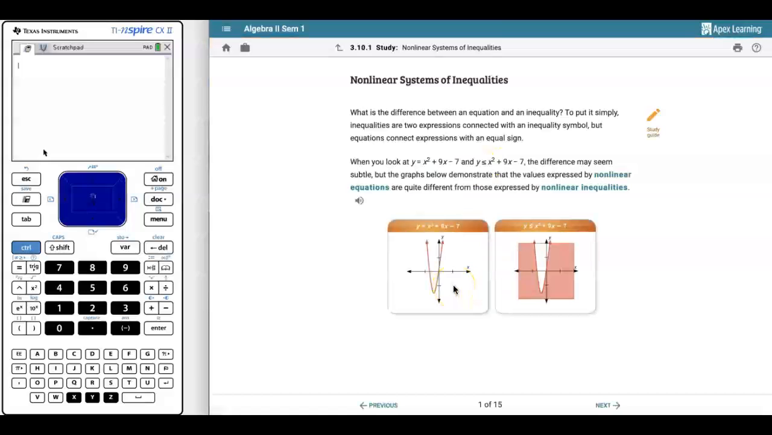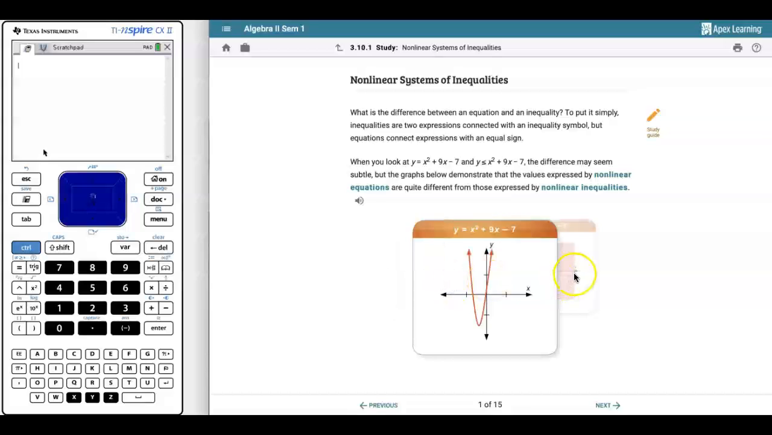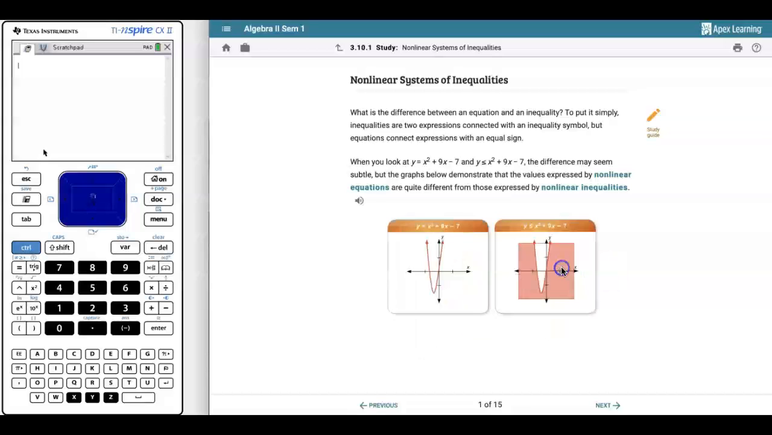Okay, for the study here, the nonlinear system of inequalities is similar yet different than the nonlinear equations, all right? And we can highlight some of the differences here. They might have the same shape if they have the exact same expression, but whether it's an equal sign, greater than or equal to, or less than sign, that's going to determine, based on if there's shading, what that shading looks like, if it's a solid line, if it's a dashed line, and we'll talk all about that in the next couple of slides here.